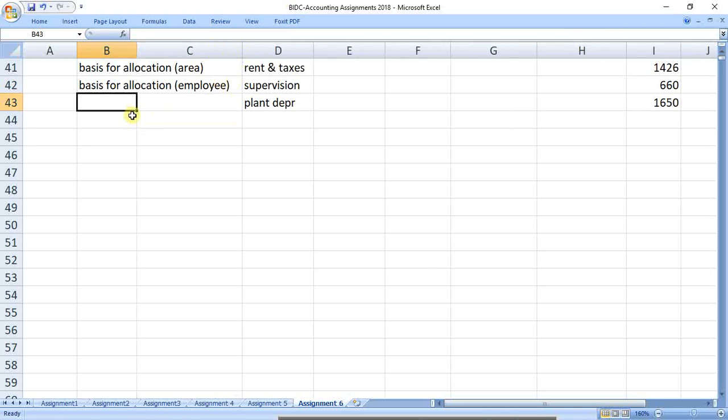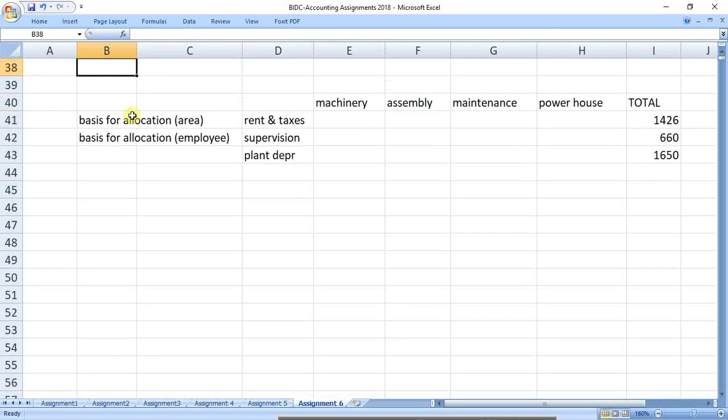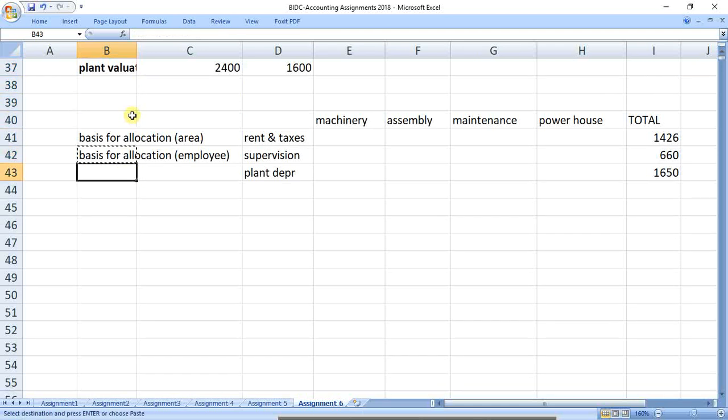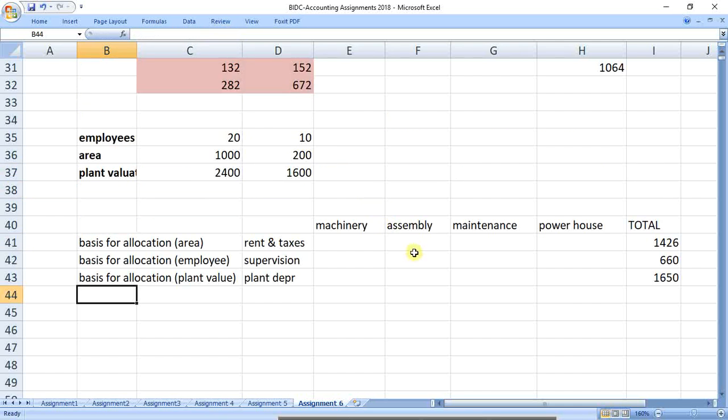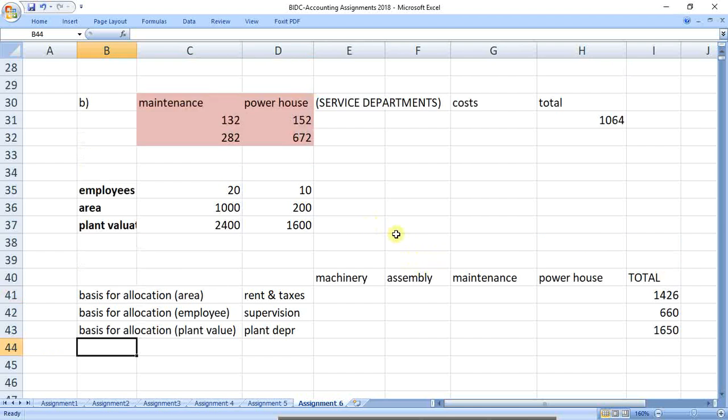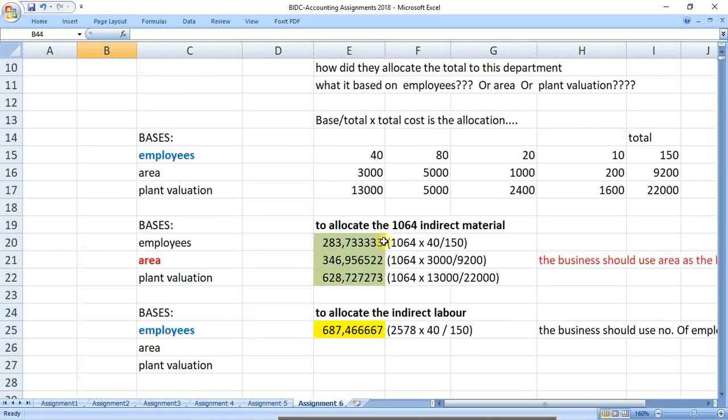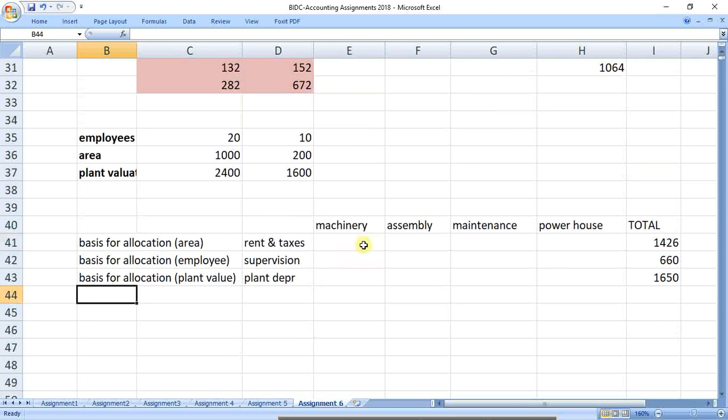And then the last one, which was the plant depreciation. Depreciation is based on what? The value of the plant, not so? Yeah. Okay, plant valuation. Right, plant value. Right, so now we can allocate those costs. So this is coming from your textbook. Okay, so machinery. Right, I'm going to be allocating this cost.